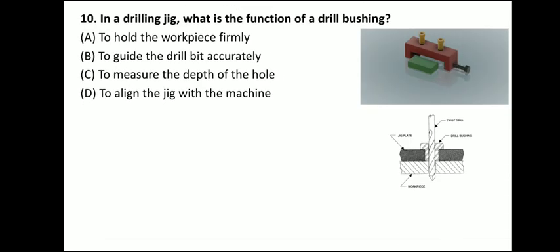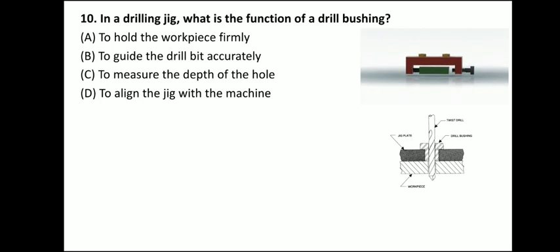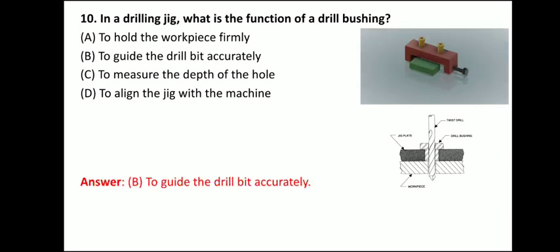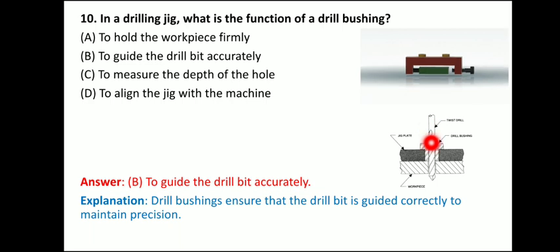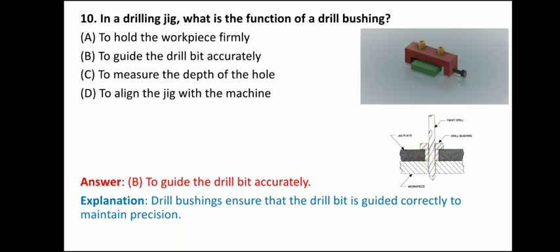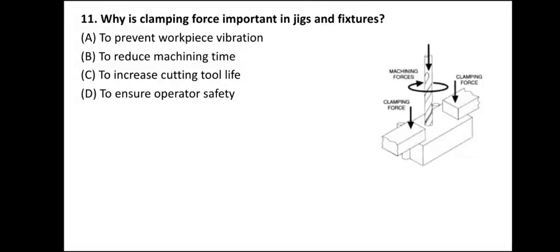Next question: in a drilling jig, what is the function of a drill bushing? Here you can see this is the drill bushing, or in this GIF you can see these are the drill bushings. What is its purpose? The answer is to guide the drill bit accurately. The drill bushing ensures that the drill bit is guided correctly to maintain precision. Here you can see this is the drill bit and it is guided with the help of this drill bush.